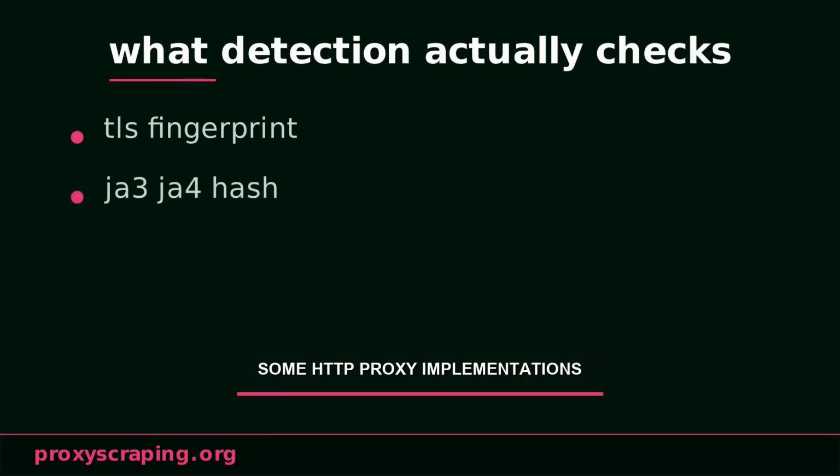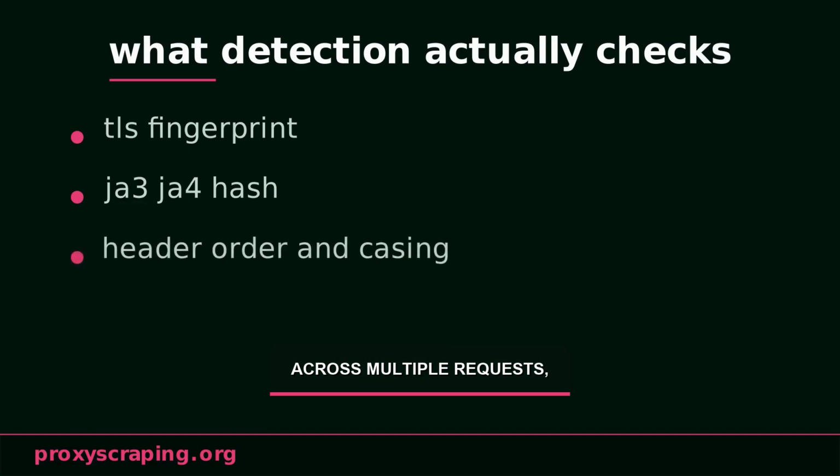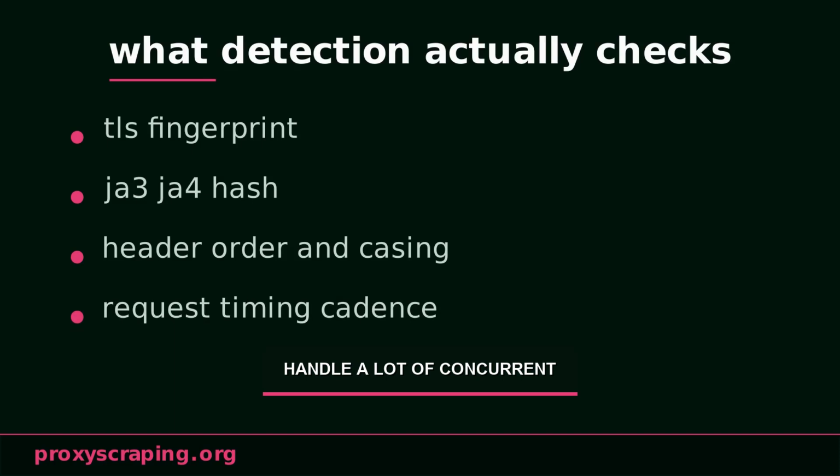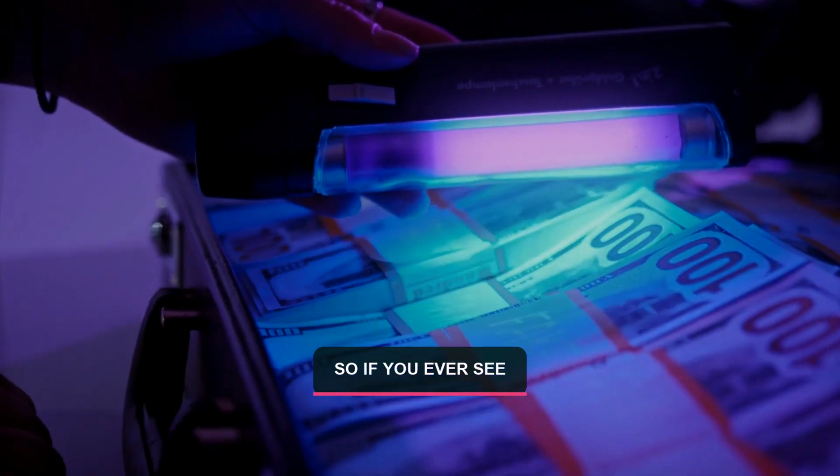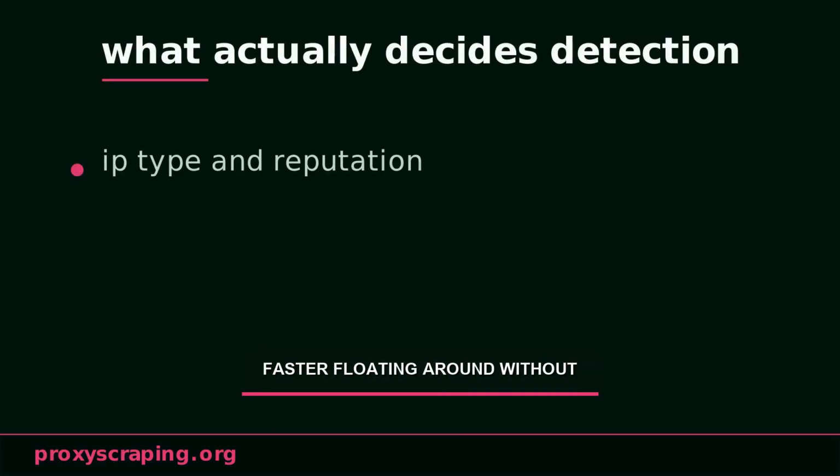Some HTTP proxy implementations are genuinely better at keeping persistent connections alive across multiple requests, which cuts down the TCP and TLS handshake cost you pay per request. Some SOCKS5 implementations handle a lot of concurrent connections through the same proxy process more gracefully under heavy load. But neither of those is a fixed rule baked into the protocol. It's a property of the specific software and how a given provider has configured it. So if you ever see a claim like SOCKS5 is faster floating around without a specific setup backing it up, that claim isn't worth trusting on its own.